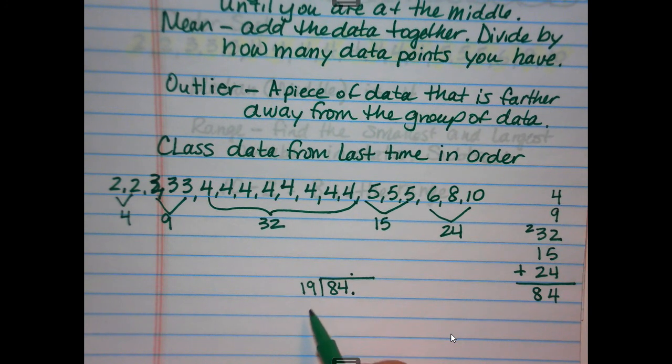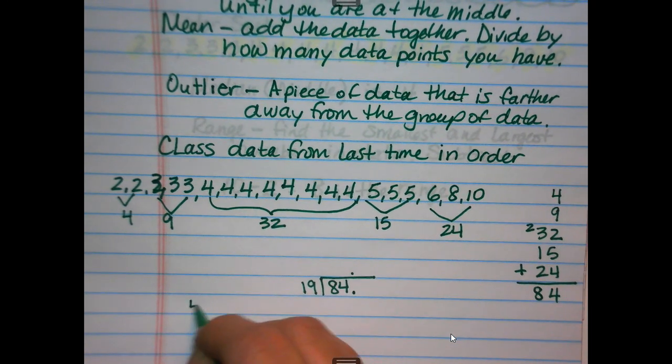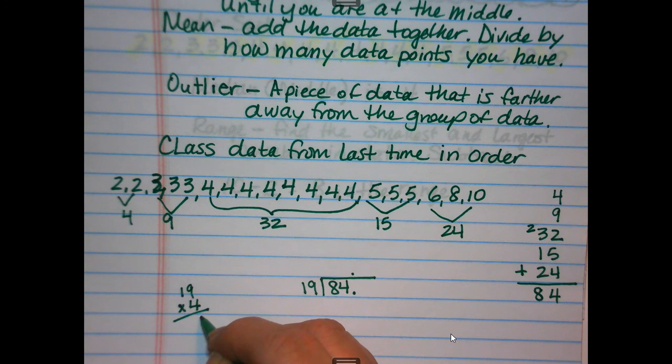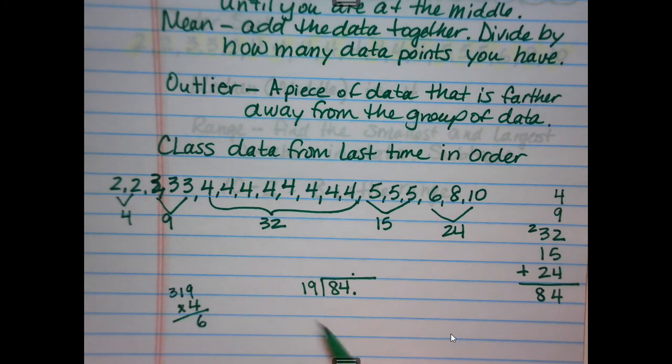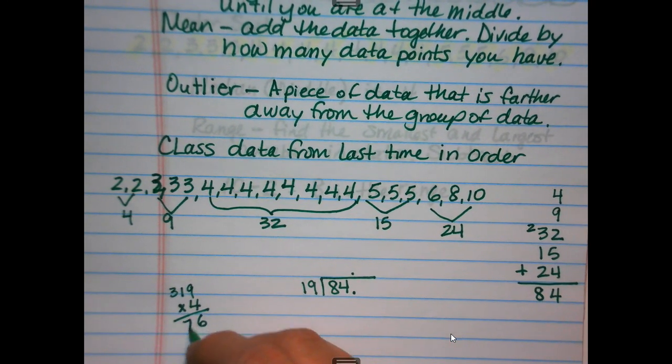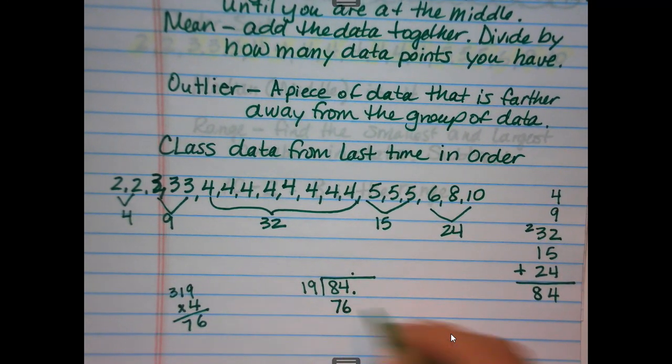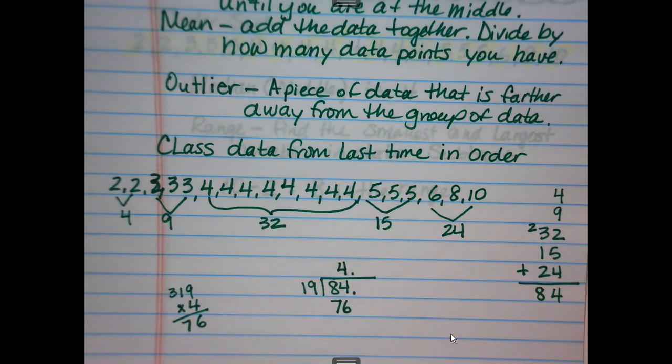Now, this is kind of a hard one. This is close to 20, so I'm going to think in my head, if I have 84, how many 20s are in 84? And so I'm going to estimate 4. So over here, I'm going to write 4 times 19, and 4 times 9 is 36. 4 times 1 is 4, plus 3 is 7. So that would be 76, and that looks like it's a pretty good guess. I don't want to forget to put my 4 up here.